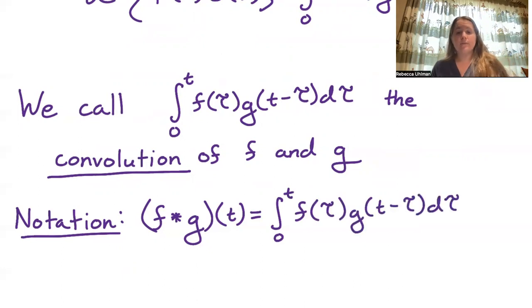So if you hear or see convolution or see this notation f asterisk g, this is what they were talking about, and it is just the inverse Laplace transform of that F of s times G of s.